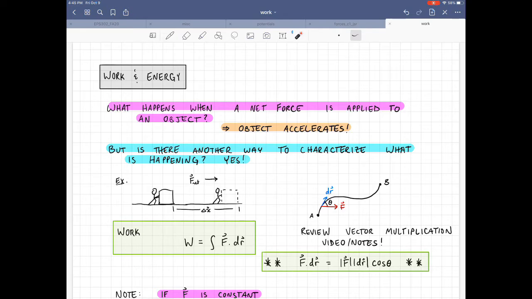All right, so this is called the dot product, or sometimes called the scalar product. When you multiply these two vectors together in this way, you end up with a scalar quantity. All right, so we're doing the dot product, and then we're integrating that to figure out the total work done by the force being applied to the object.